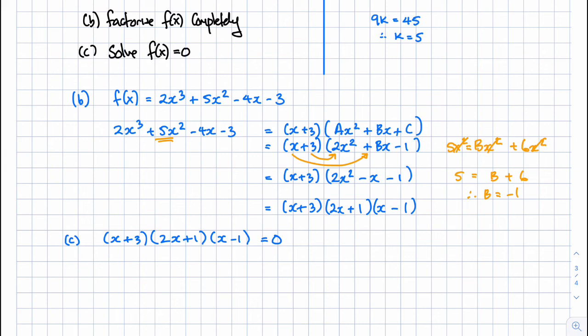Given that it's now fully factorized, we'll take each factor in turn to determine the values for x. So for the first one, x plus 3, if that's equal to 0, it means x must be equal to negative 3. If 2x plus 1 is equal to 0, it means x must be equal to negative 1 divided by 2. And finally, if x minus 1 is equal to 0, then x is equal to positive 1. So these are our three solutions. In fact, these are also known as the roots of the polynomial. So as well as calling them solutions, they're also known as roots.